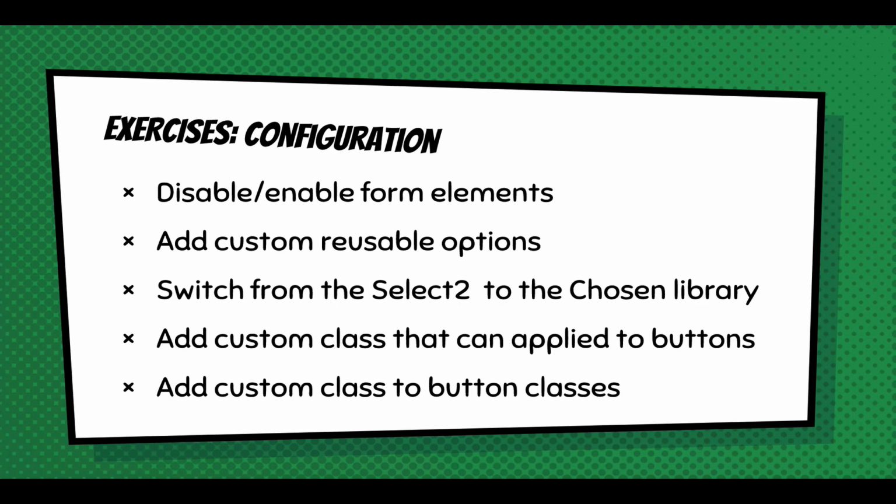So, some exercises, things to think about with configuration: definitely enable and disable form elements, add custom reusable options. I like switching select to chosen. That gives you a good idea of how libraries are working. Add custom classes that can be applied to buttons. I messed this one up, I'm sorry, I'll have to fix this. But add custom classes to buttons. Add custom classes to your elements, too.